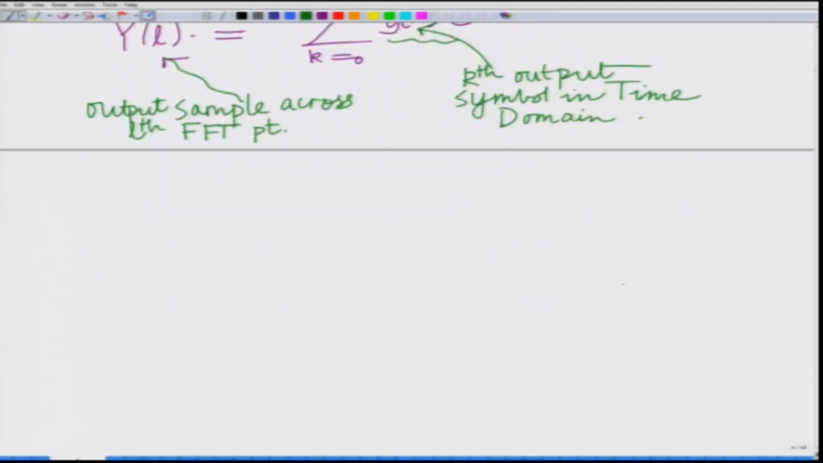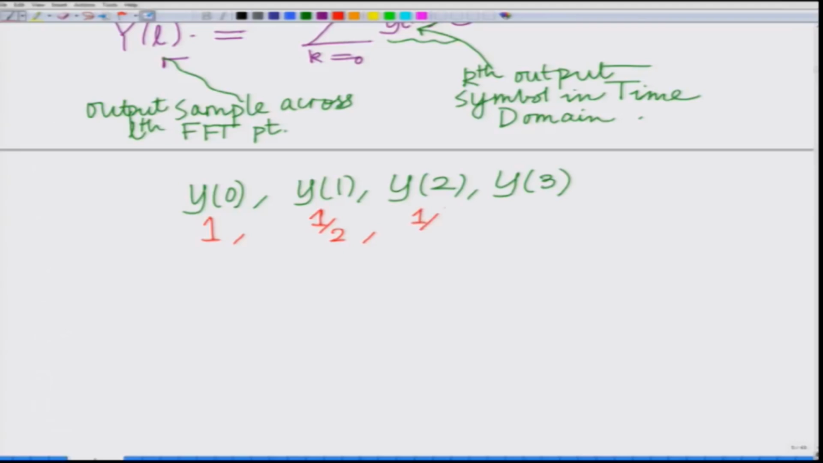Okay. And now, we have already calculated this FFT before, so I am not going to repeat that. y0, y1, y2, y3, which are basically 1, half, half, 1, and we take the n equal to 4 point FFT. This is something that we already saw in the context of OFDM, n equal to 4 point FFT, I am sorry, not IFFT, of the received output samples as calculated previously.